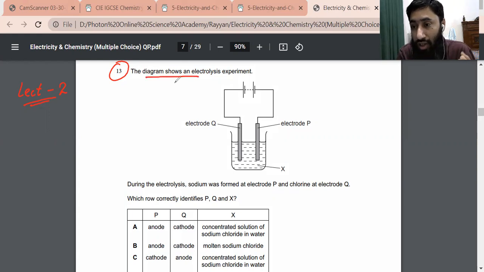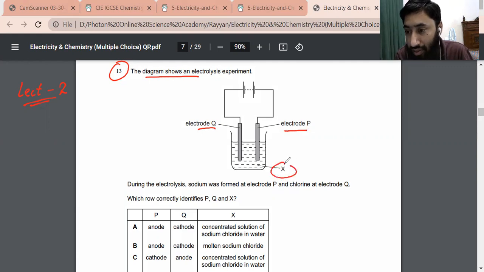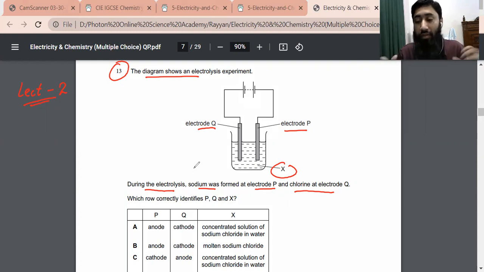The diagram shows an electrolysis experiment. This is electrode Q, this is electrode P, this is X, and this is the battery. During the electrolysis, sodium was formed at electrode P and chlorine at electrode Q. Which row correctly identifies P, Q, and X? By knowing our previous knowledge, if sodium was formed at electrode P and chlorine at electrode Q, what should X be?